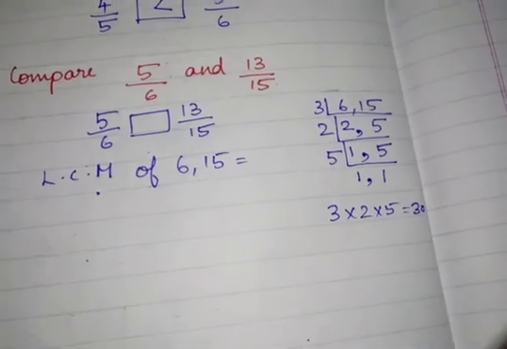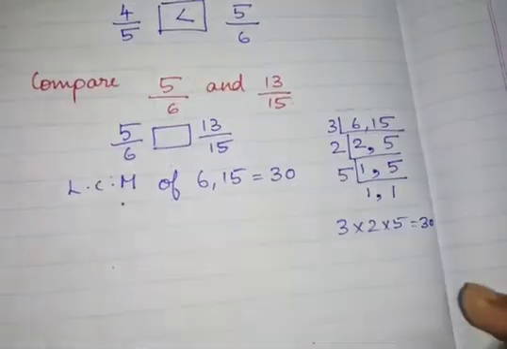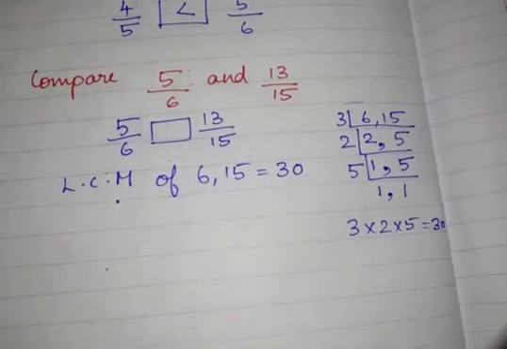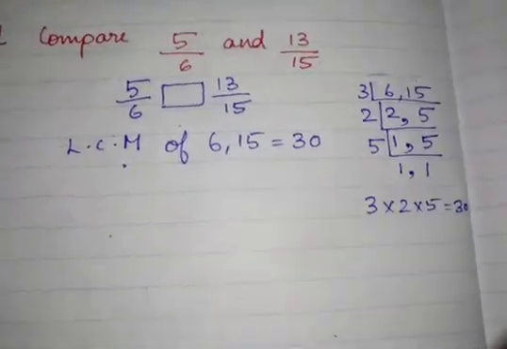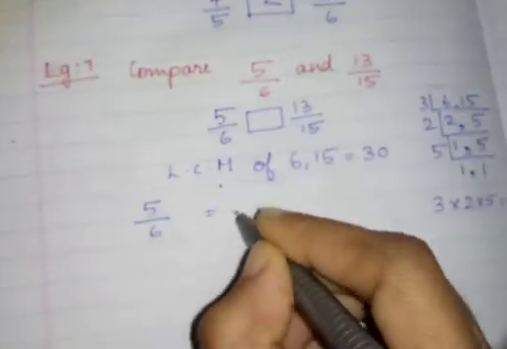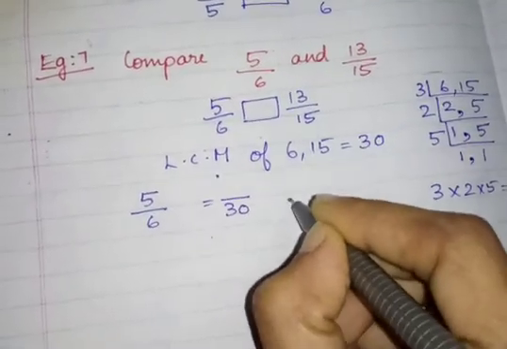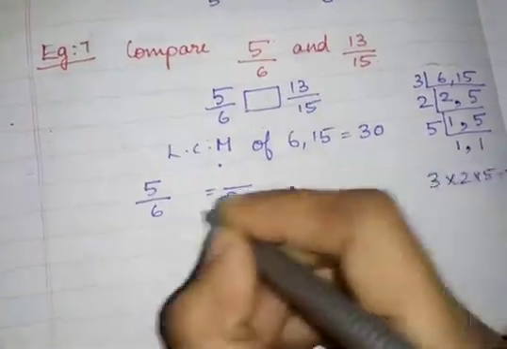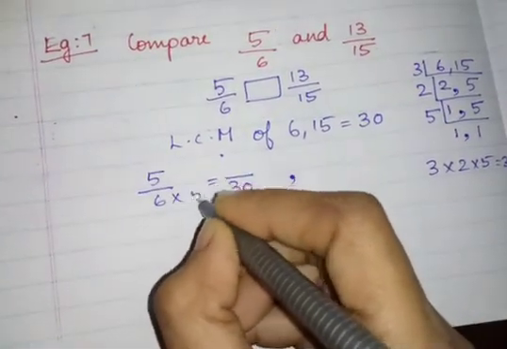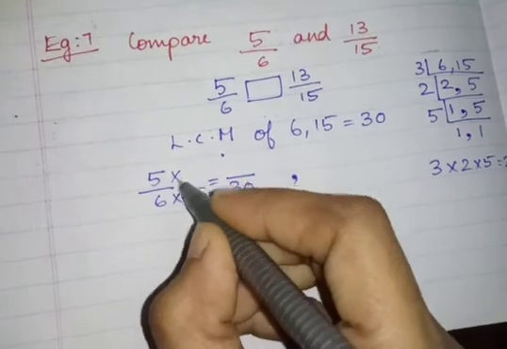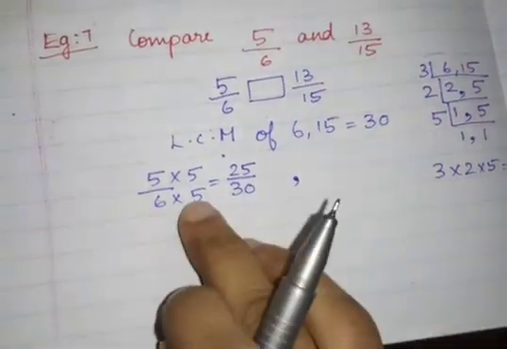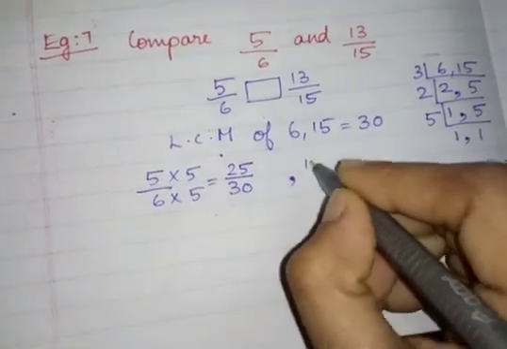3 2s are 6, 6 5s are 30. Okay. So what is our LCM, children? 30. So what should our denominator be? Our denominator should be 30. So this is your condition. Now I am going to convert this 5 by 6 to denominator 30. Next, if I want to convert the 6 to 30, what will I do? 6 5s are 30. So 5 5s are 25. Is it correct? 6 5s are 30, so 5 5s are 25.